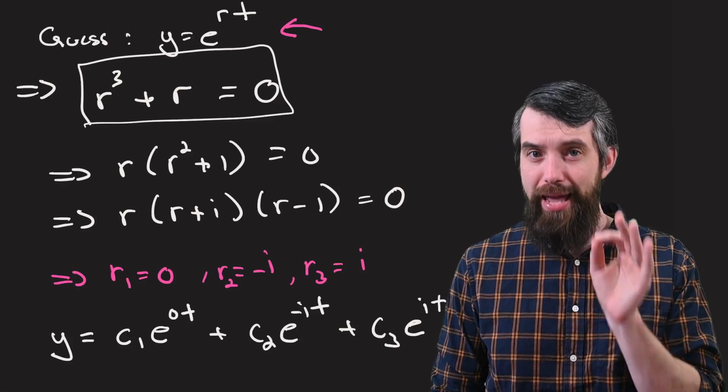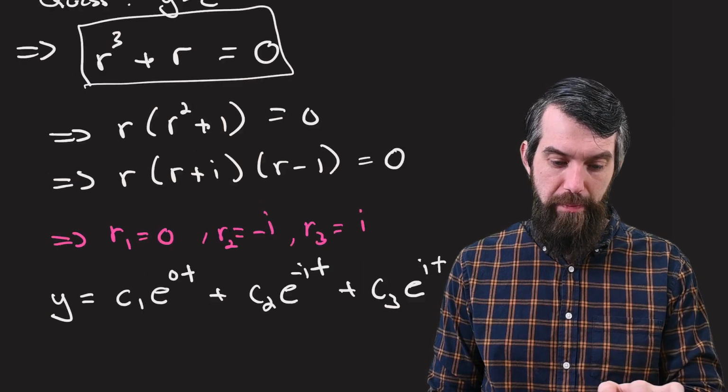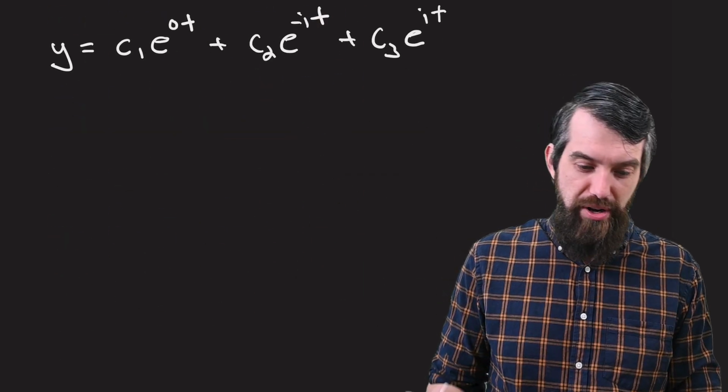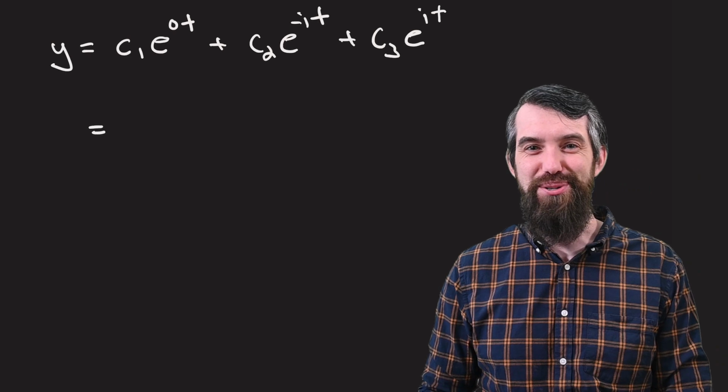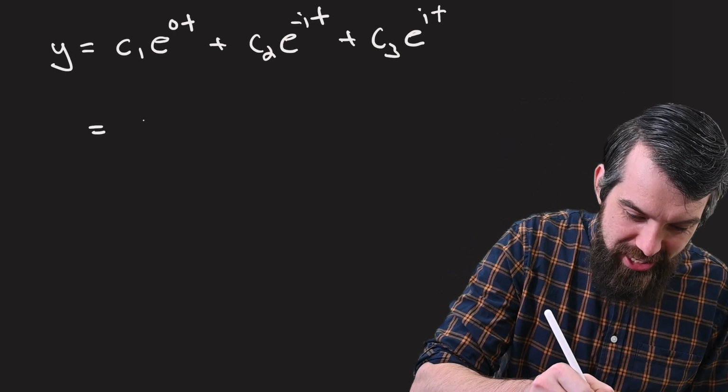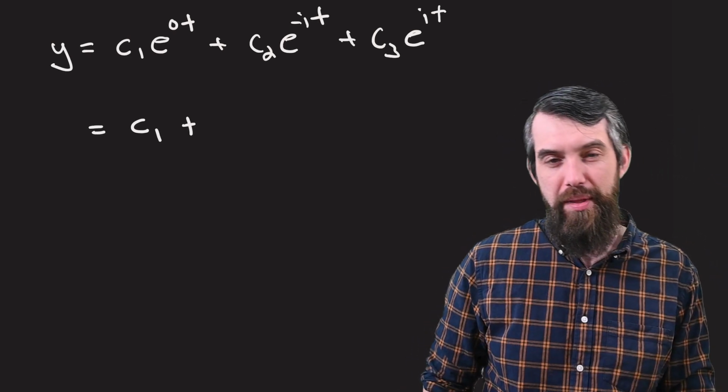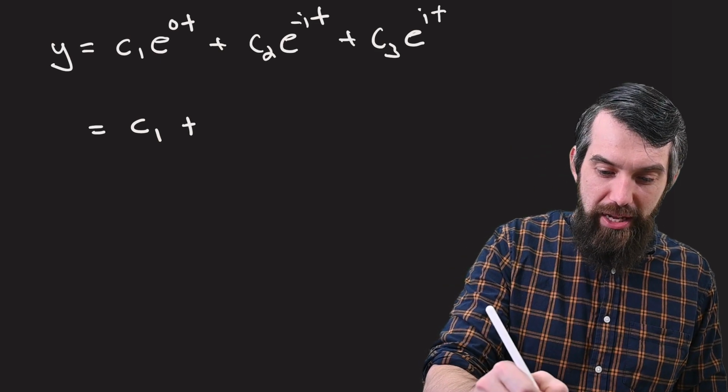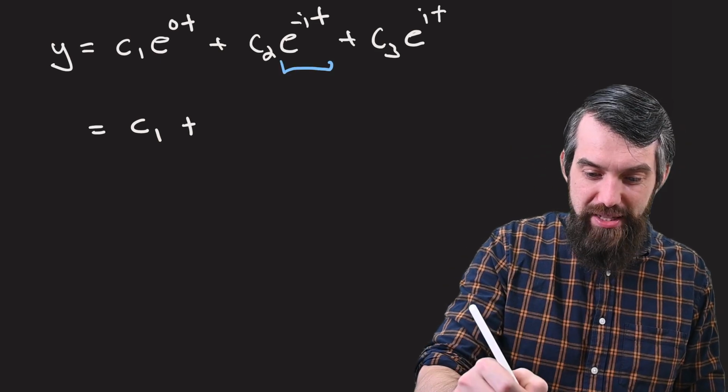This answer is okay, but I want to do 2 different manipulations to it. The first manipulation I'm going to do is say that e to the 0t is just 1, and so I'll just put the c1 out the front. That's the easy manipulation.